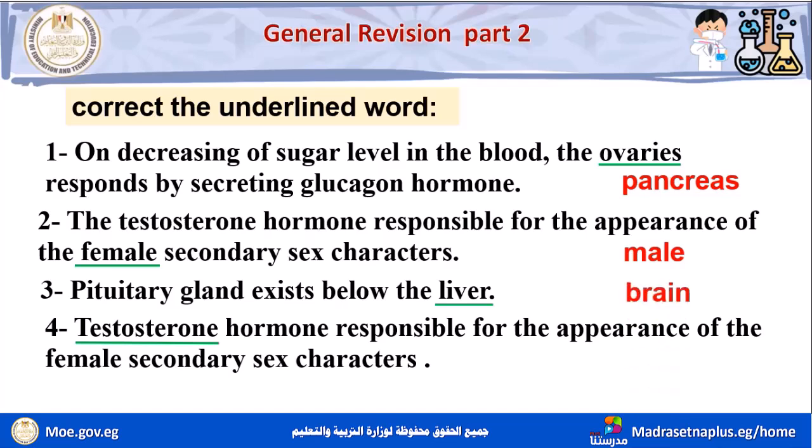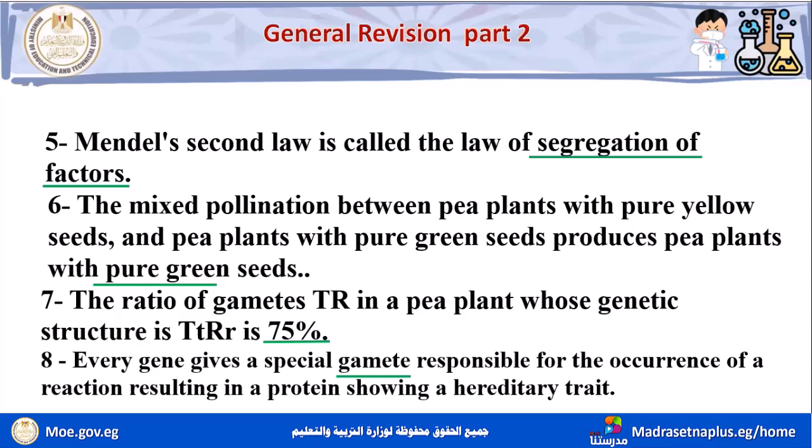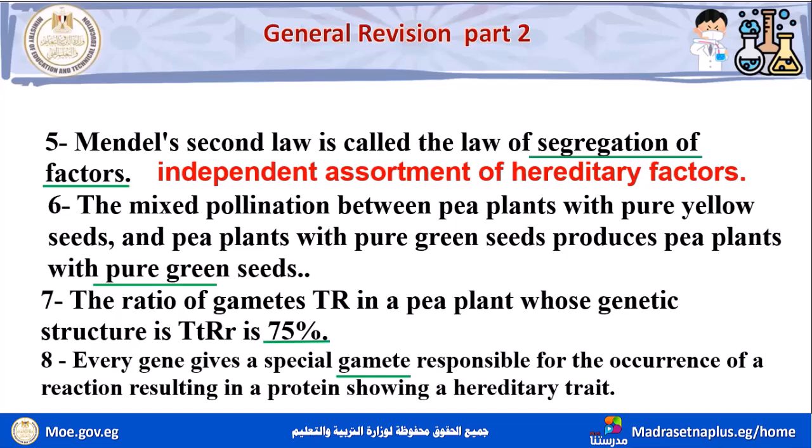Question number 4. Testosterone hormone responsible for the appearance of the female secondary sex characters. Estrogen hormone is responsible for the appearance of the female secondary sex characters. Question number 5. Mendel's second law is called the law of segregation of factors. Mendel's second law is called the law of independent assortment of hereditary factors.